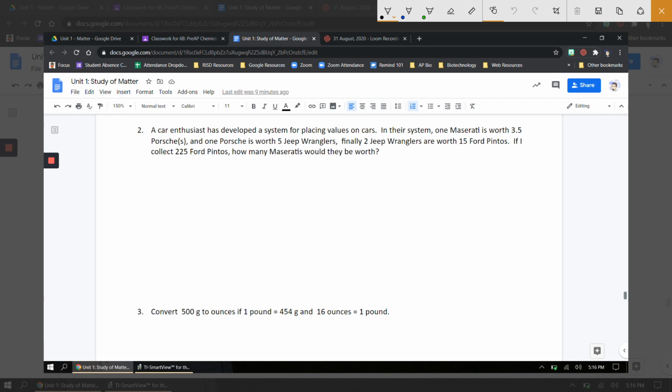In their system, one Maserati is worth 3.5 Porsches, and one Porsche is worth 5 Jeep Wranglers. Finally, 2 Jeep Wranglers are worth 15 Ford Pintos. If I collect 225 Ford Pintos, how many Maseratis would that be worth?